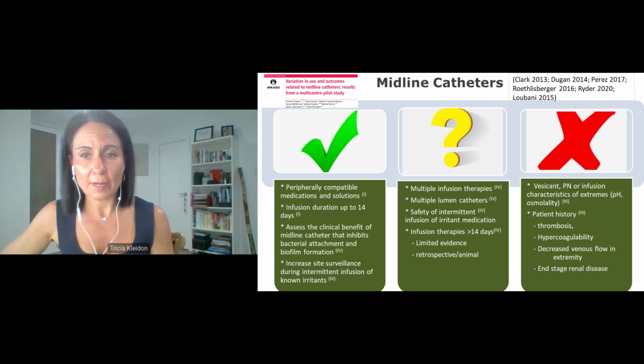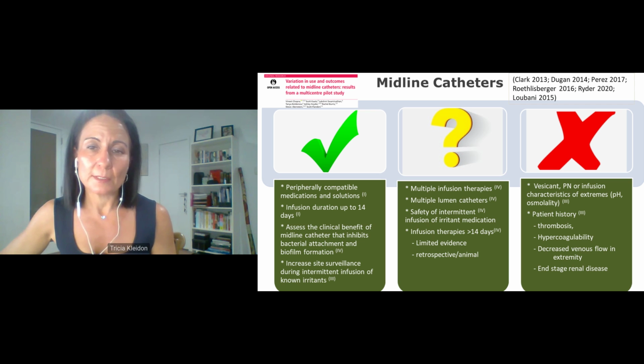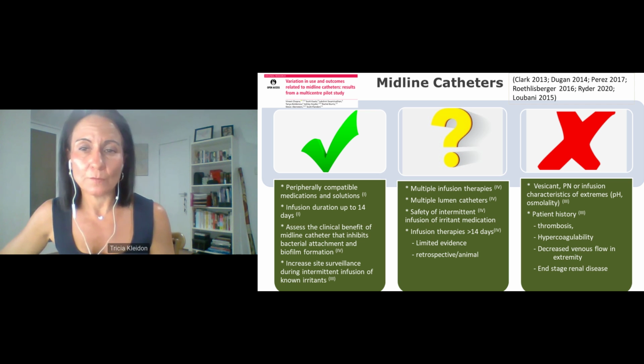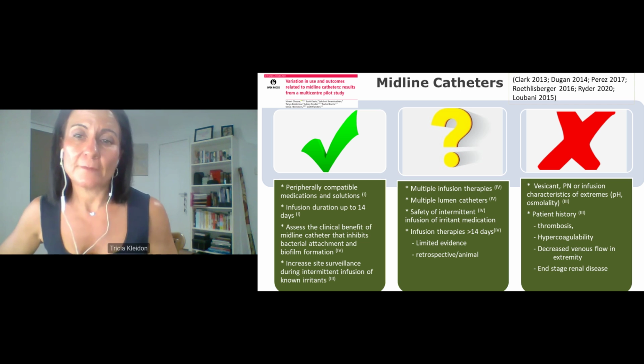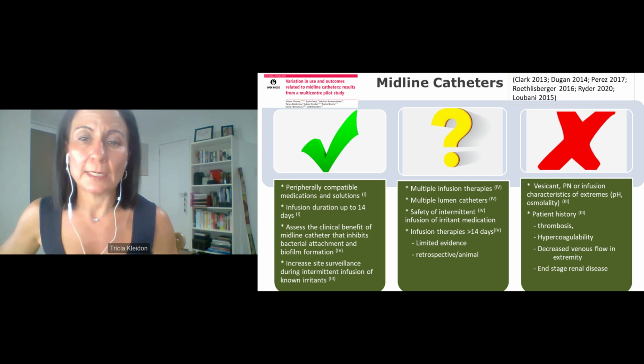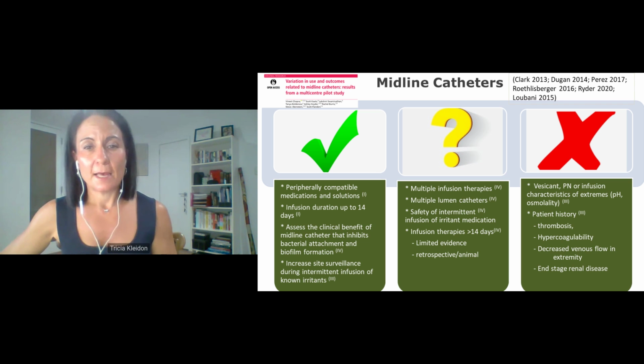So this study also recommended that studies evaluating the performance of midline catheters greater than 14 days when single therapy peripherally compatible medications are infused are needed, because again the dwell within this cohort of catheters was up to 14 days or fewer. So to determine how acceptable and efficient midline catheters are past that 14 days, we really need to get some more literature and data to support that.